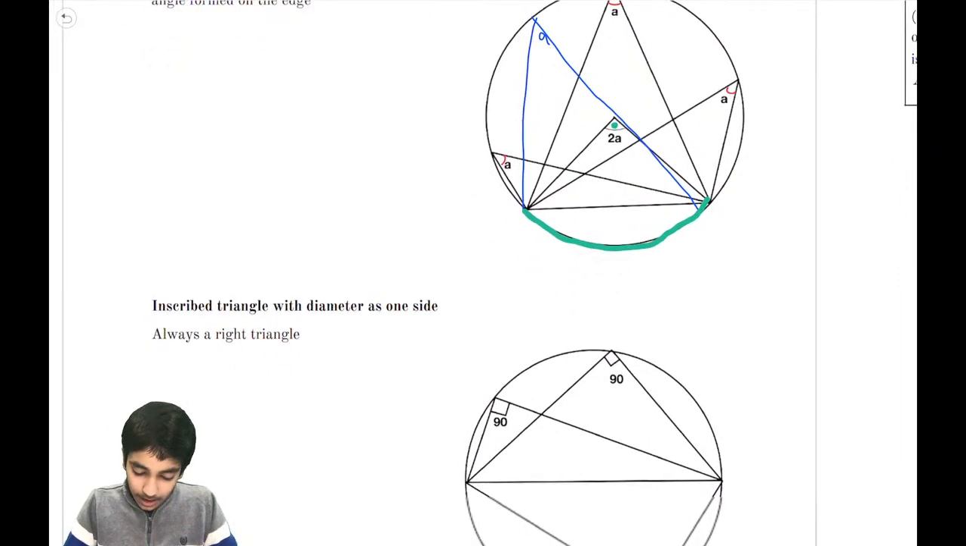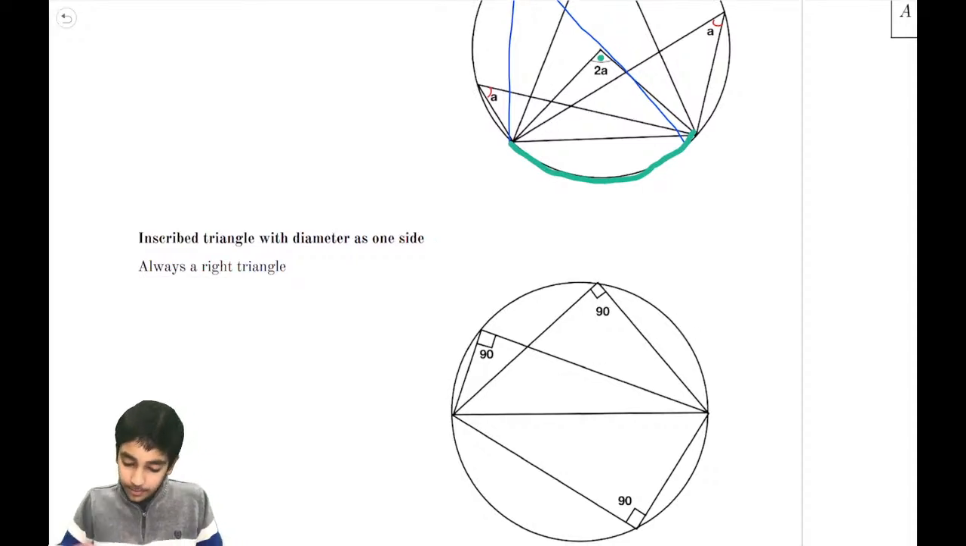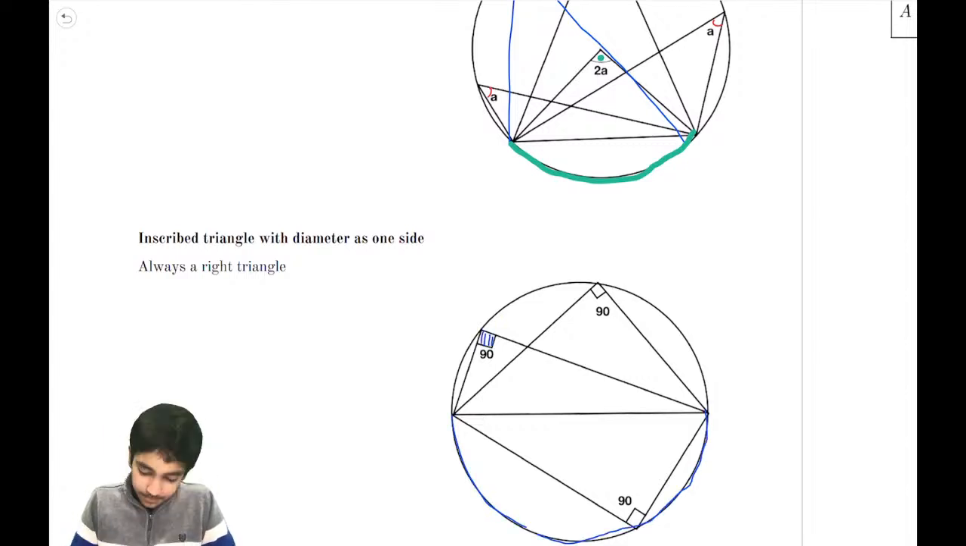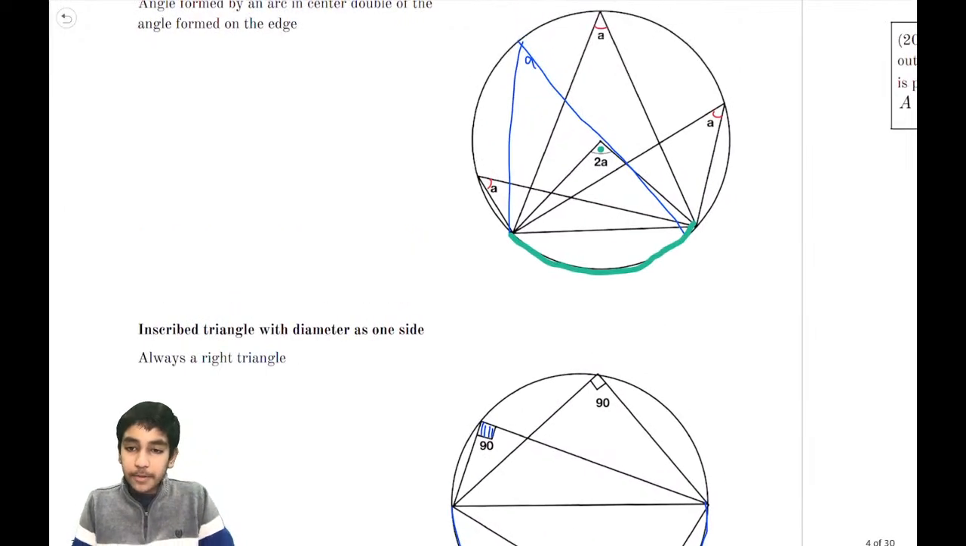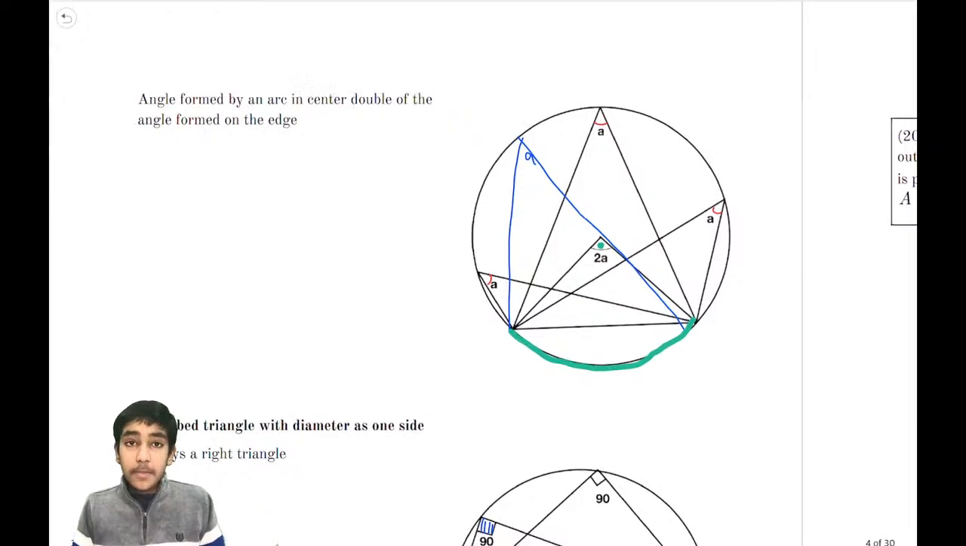Also, an inscribed triangle with a diameter on one side is always going to be a right triangle. This is just a direct consequence of the previous condition. This is 90, the arc has to be 180. So the right triangles are described in circles. We already discussed these in more detail. The AMC Mathcounts classes are more basic classes, so you can go check those out.